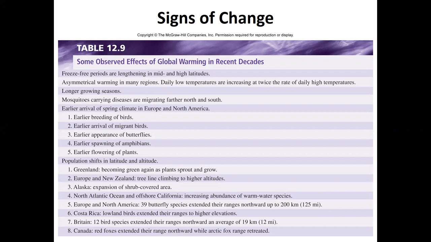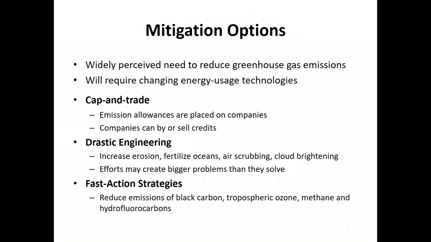In Europe and North America, 39 species of butterfly have extended their ranges northward up to 200 kilometers or 125 miles. Costa Rica's lowland birds have extended their range to higher elevations. And in Britain, 12 bird species have extended their ranges northward, an average of 12 miles. In Canada, red foxes have extended their range northward, while Arctic foxes' range has retreated northward. So we see all these signs of warming in the wildlife, right?